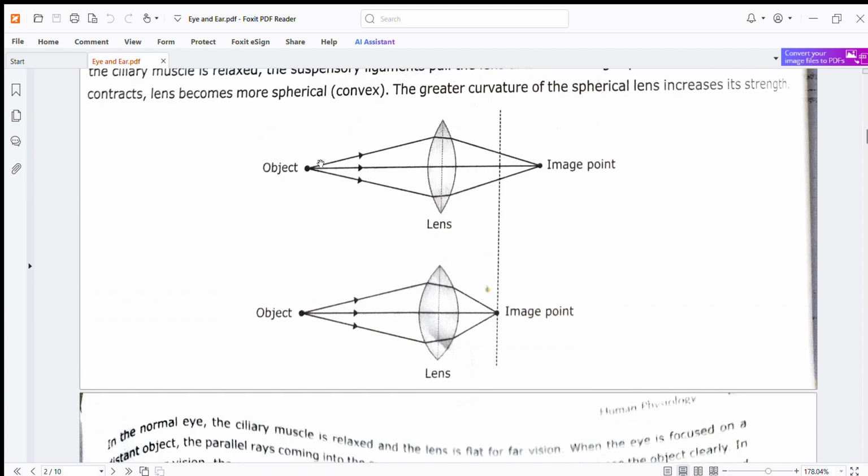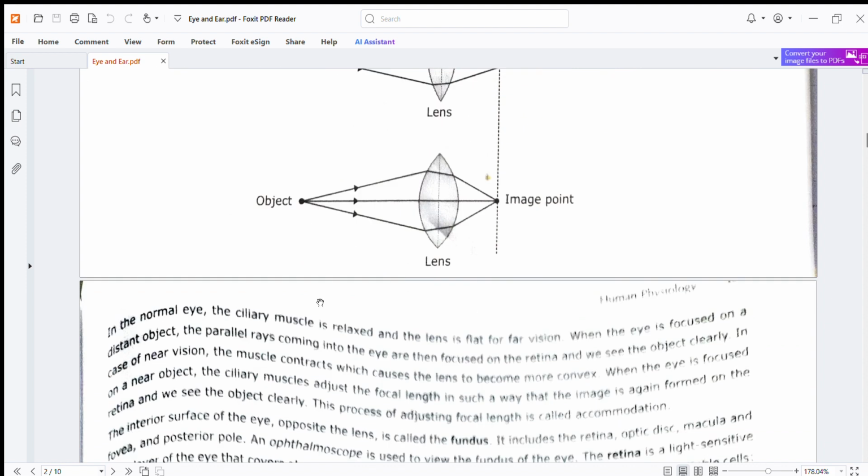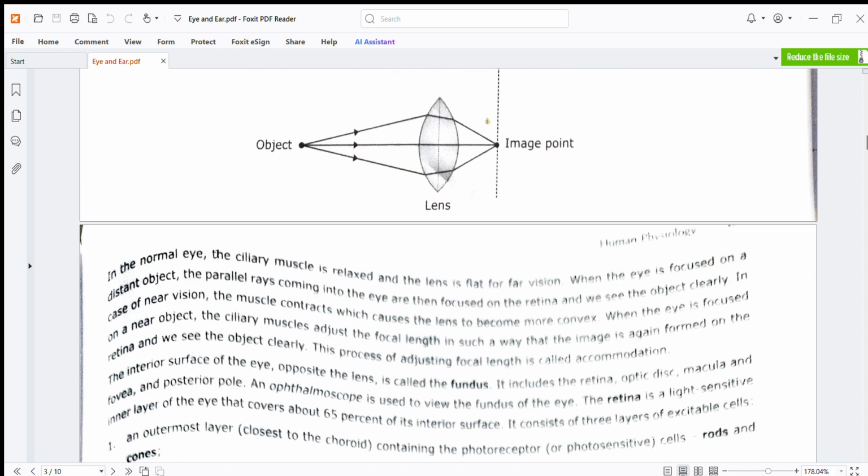This is the object and this one is the image. The lens shifts the image onto the retina. In the normal eye, the ciliary muscle is relaxed and the lens is flat for far vision. When the eye is focused on a distant object, the parallel rays coming into the eye are focused on the retina and we see the object clearly.